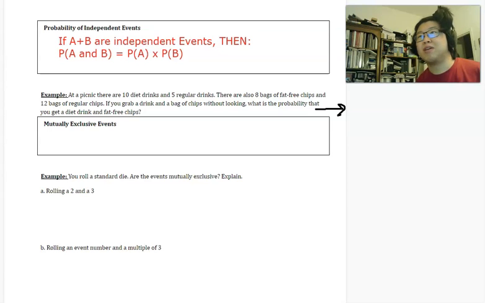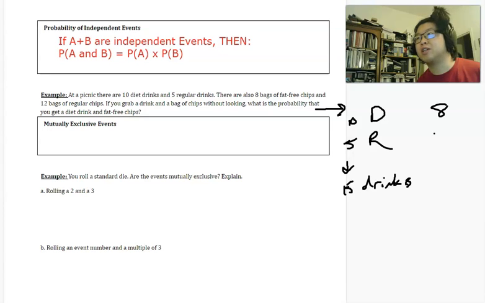Okay, so first of all, let's take a look at our drink space. 10 diet drinks and 5 regular drinks for a total of 15 drinks. Here's my diets, here's my regulars. And then I also have 8 fat-free chips and 12 regular chips. So fat-free, and here's the regular chips again. So here's a total of 20 chips.